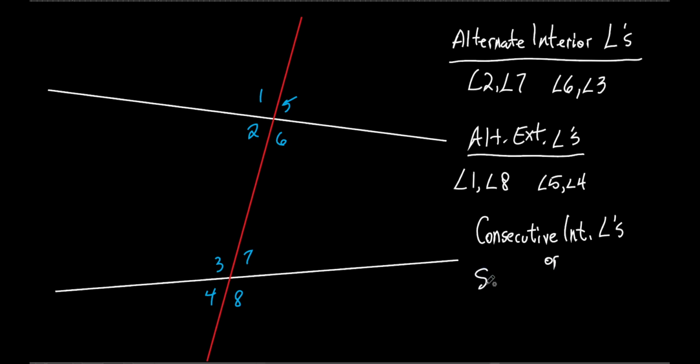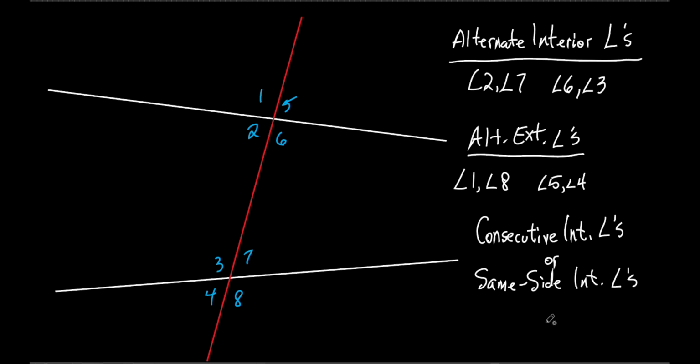Are you writing this down? Same side interior angles. It means the same thing, all right? But I like the words same side interior angles because it describes it a little bit better, I think. So let's take a look. Again, we're talking about the interior angles. What group of angles are we dealing with right now? 2, 3, 6, and 7. Those are my interior angles. Which ones are on the same side of the transversal? 2 and 3 are on the same side. And 6 and 7 are on the same side.